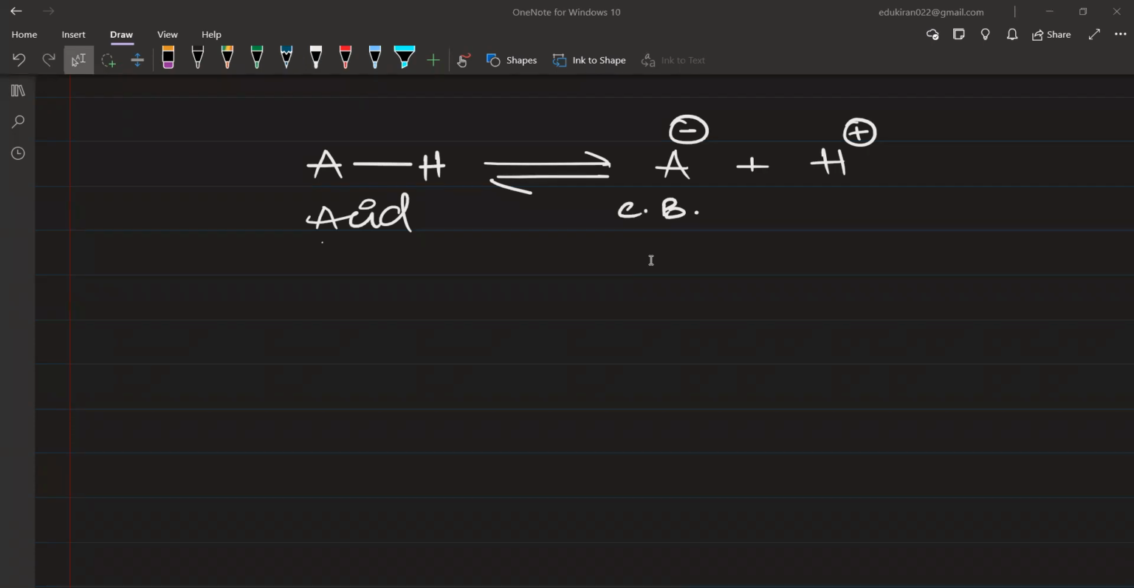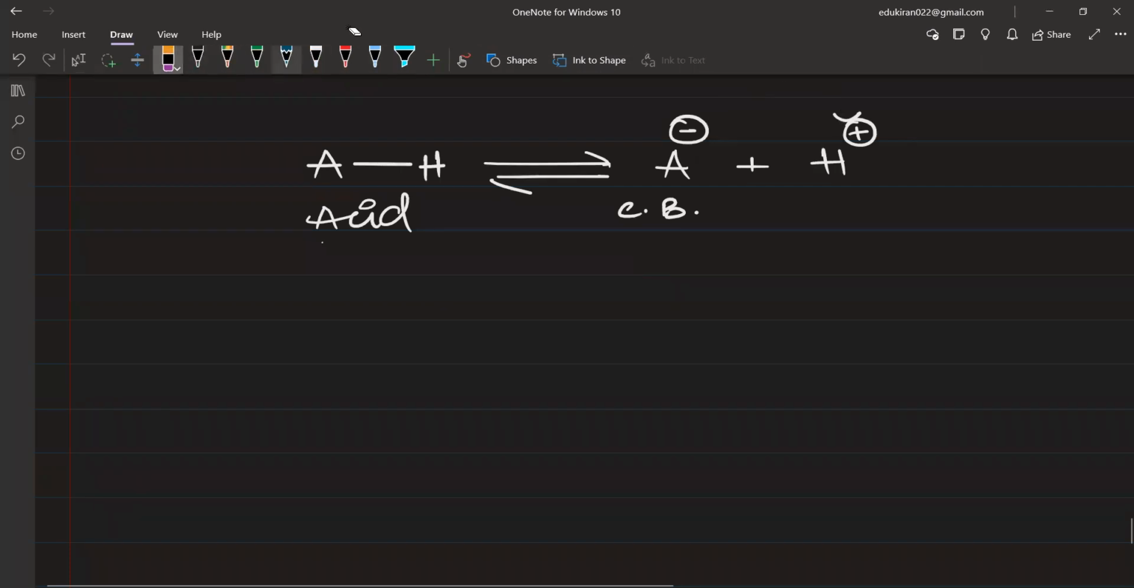ठीक है, ध्यान सुनिएगा आप। Okay, all of you please listen very carefully. If A negative is unstable, यानी कि it cannot bear the negative charge, उससे रहा ही नहीं जा रहा है, that is why what it will do, it will react with H plus and ये वापस से क्या बना लेगा, acid बना लेगा, है ना?